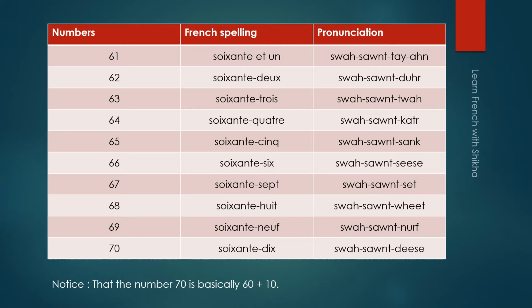61, 62, 63, 64, 65, 66, 67, 68, 69 and 70 is 60 plus 10, soixante and dix. Soixante is 60 and dix is 10. So it comes out to be 70.